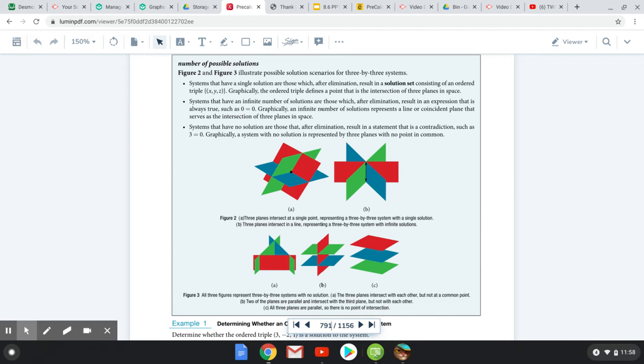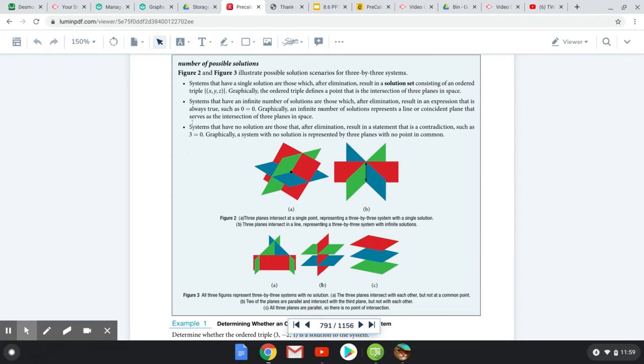Okay, this is 9.2. We're going to be talking about systems of three equations, which I know you've done before in Algebra 2, but we're going to get into a little bit more detail and also refresh your memory of how we solve these. So first I want to talk about what this looks like physically.